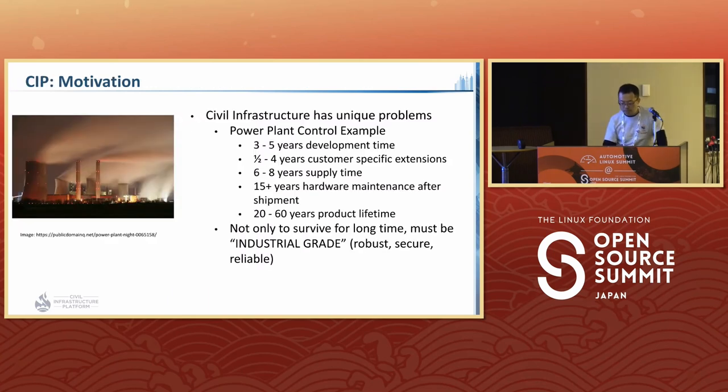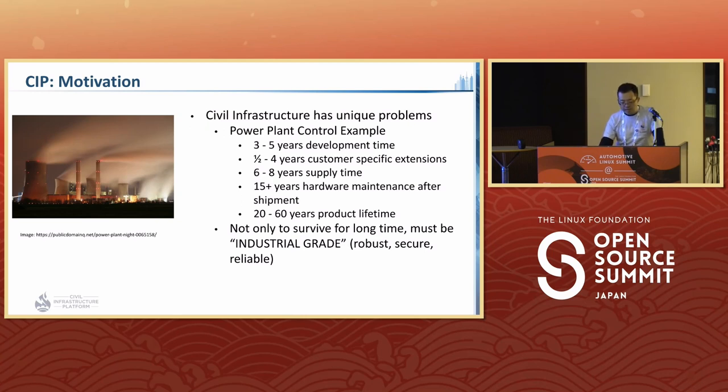Civil infrastructure has a very unique problem. Take power plant control as an example: development time is 3 to 5 years, and customer-facing changes take 1 to 4 years, roughly. There is a supply period of 6 to 8 years. After that, there are 15 years of hardware maintenance. Product lifetime ranges from 20 to 60 years. It is not enough to survive for a long time. Industrial grade quality is always requested, such as robust, secure, and reliable.